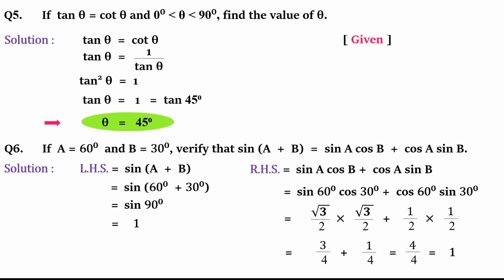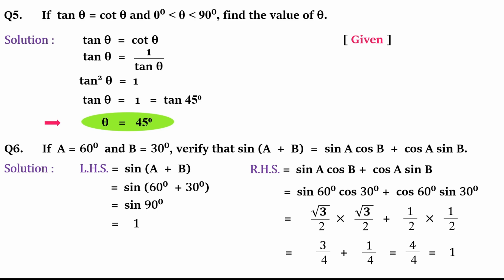So after solving root 3 by 2 into root 3 by 2, I get 3 by 4, because root 3 into root 3 is 3, 2 in denominator, 2 into 2 is 4. 3 by 4 plus the second fraction is 1 by 2 into 1 by 2, which is 1 by 4, and now I have to add 3 by 4 plus 1 by 4. Since these two are like fractions, I will not take LCM, the denominator will be retained as 4, numerators will be added, 3 plus 1 is 4, 4 upon 4 is 1.